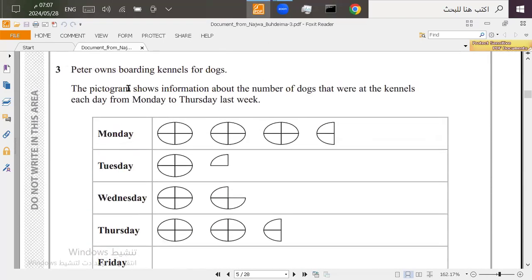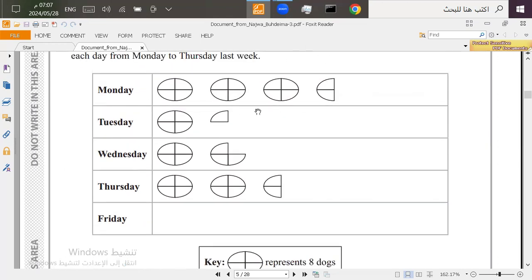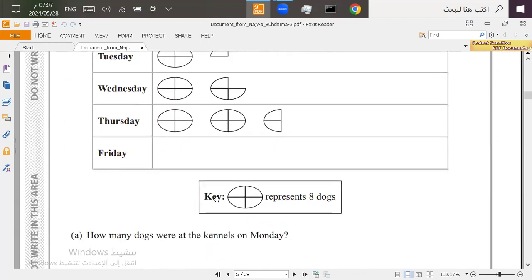Question 3. Peter owns boarding kennels for dogs. The pictogram shows information about the number of dogs that were at the kennels each day from Monday to Thursday last week. These are the number of dogs drawn in circles with quadrants. The key is that a circle with four quarters represents 8 dogs. It means each quarter will equal 2 dogs. It's very important to understand. So each one of them means 2 dogs, like this. Because all of them are 8, so each quarter means 2 dogs, okay?